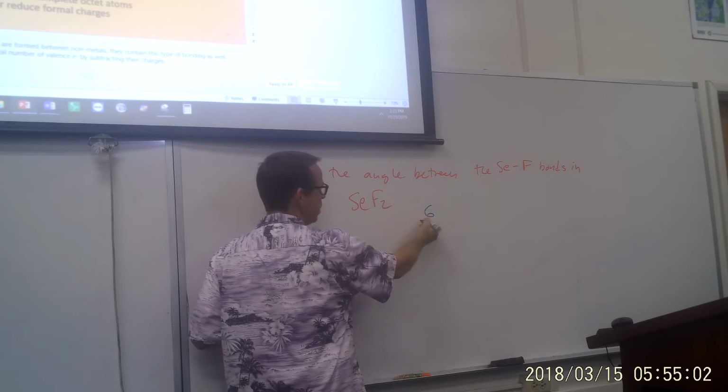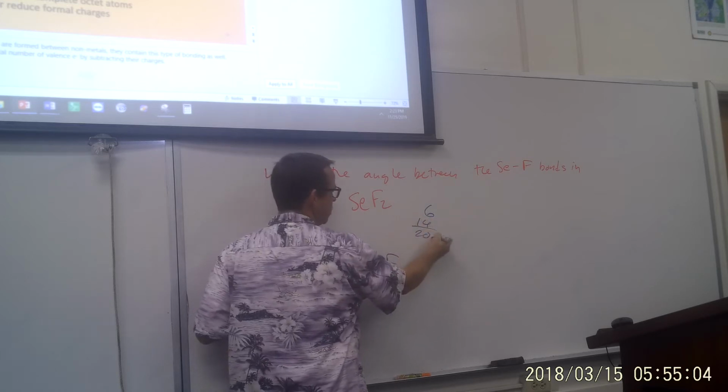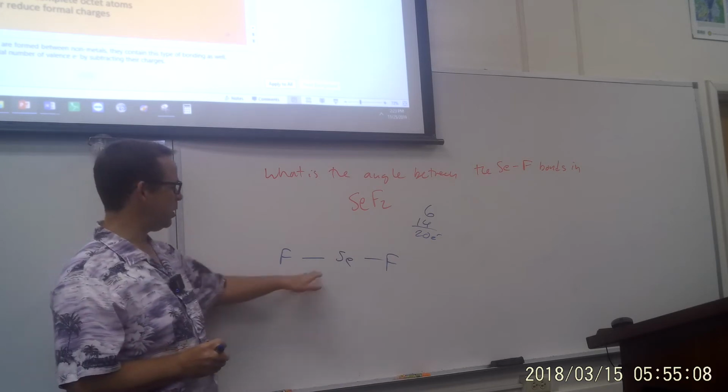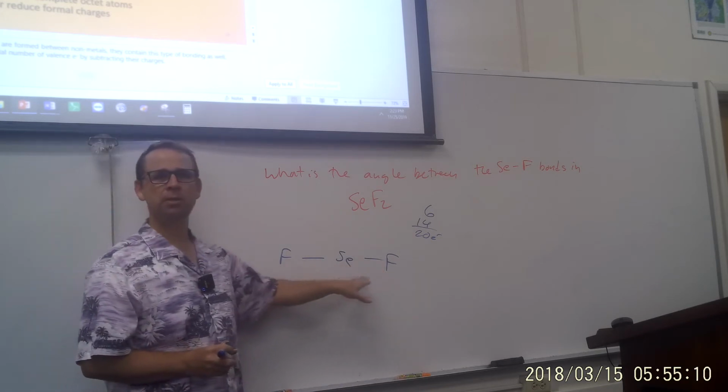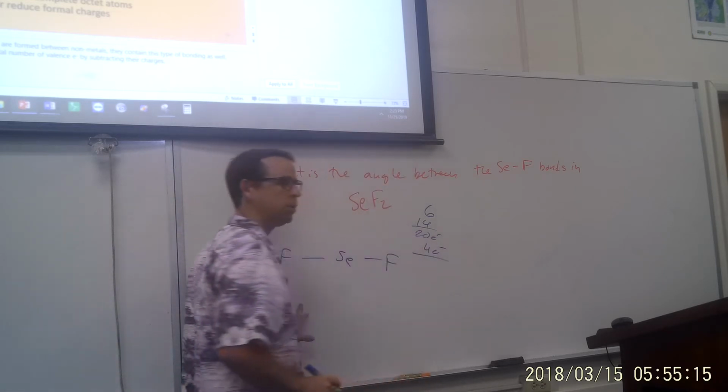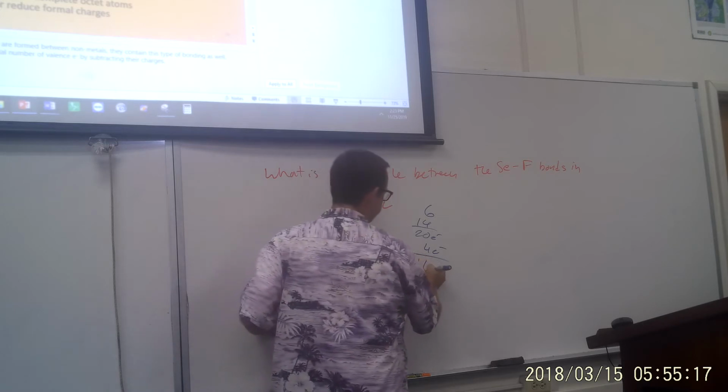7 times 2, right? So 14. So 20 electrons. Okay, 20 electrons. And how many do we have up here already represented by the bonds? 4. All right, 4 electrons. Now what do we got to do? We got 16 more to place.